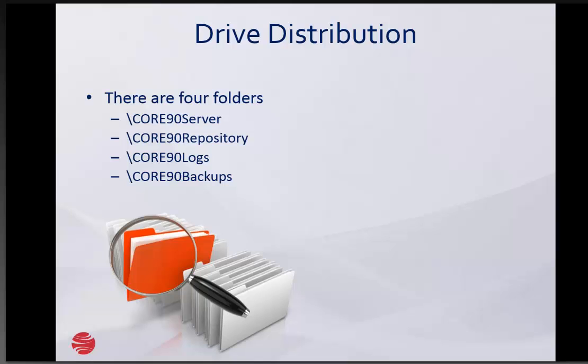As we talked about hardware selection, I mentioned that multiple hard drives are recommended for medium and large deployments. Let's dive into that just a little bit. When you install the core server, you will be asked on which drive you would like to install each of the 4 folders that support the core server. These folders are Core 90 Server, Core 90 Repository, Core 90 Logs, and Core 90 Backups.